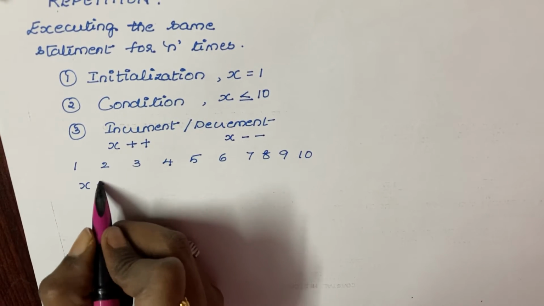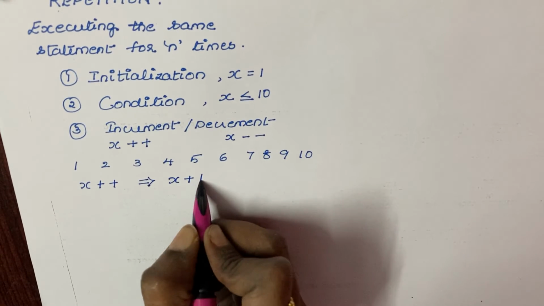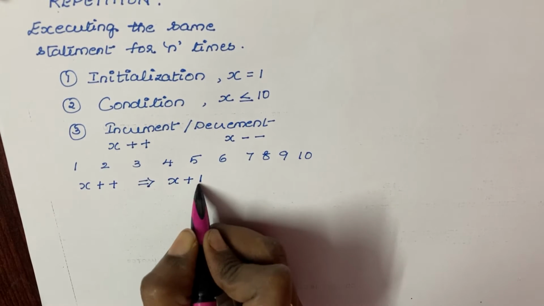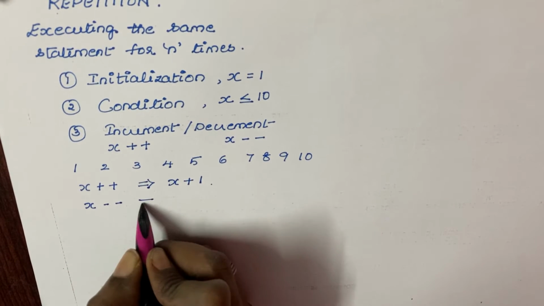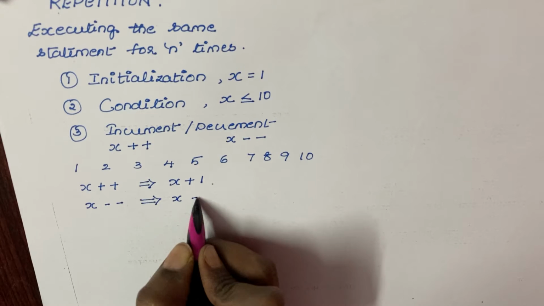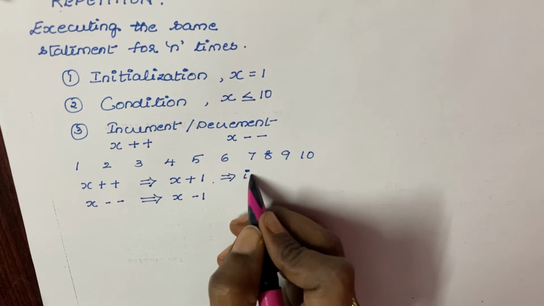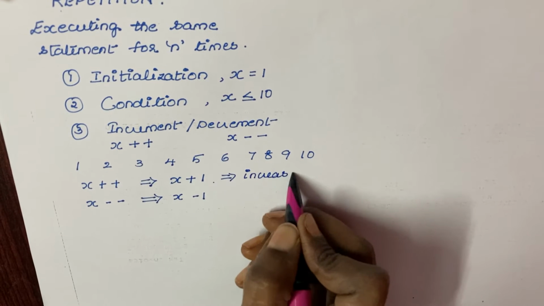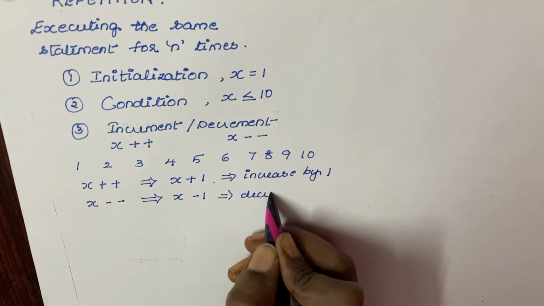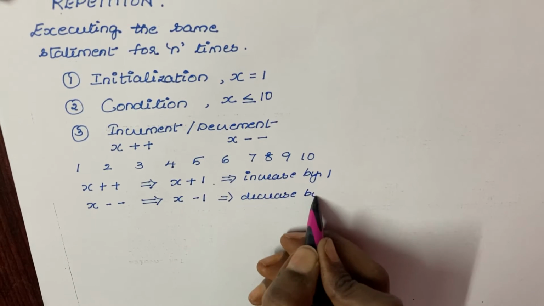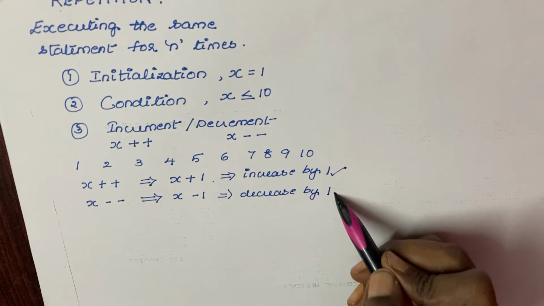Here x plus plus means x equals x plus 1. The value of x is incremented by 1. x minus minus means the value of x will be decremented by 1. Here we are increasing the value of x by 1, and here decreasing the value of x by 1. This is called increment and this is called decrement.